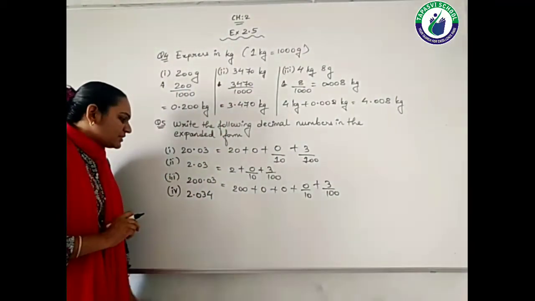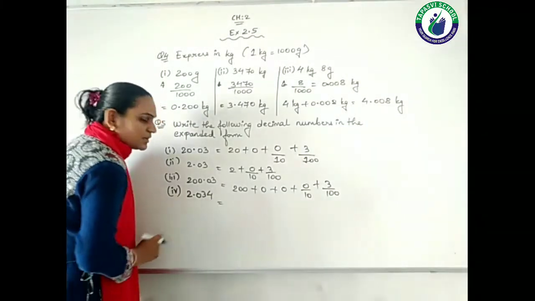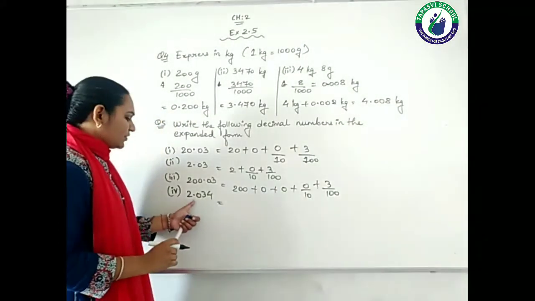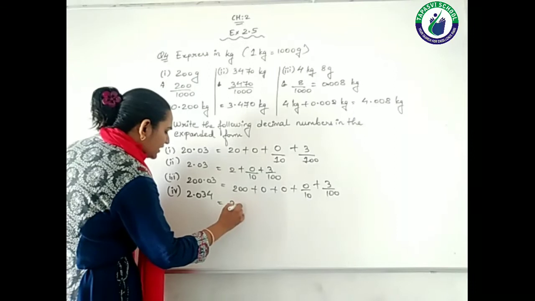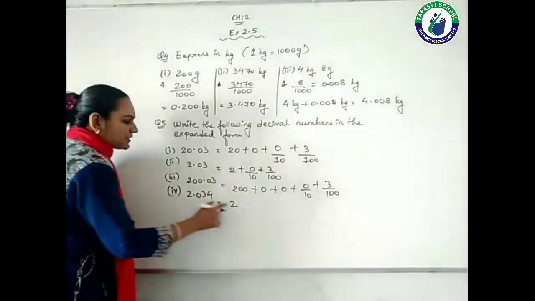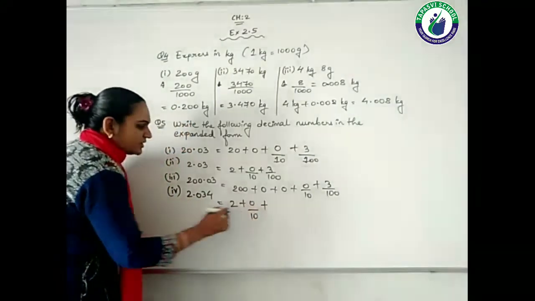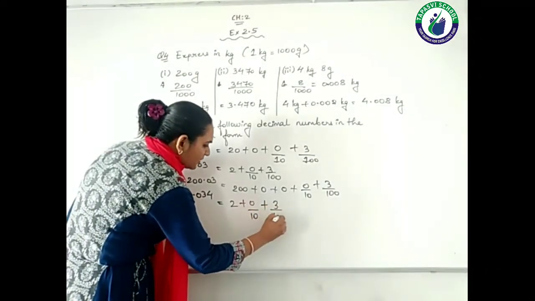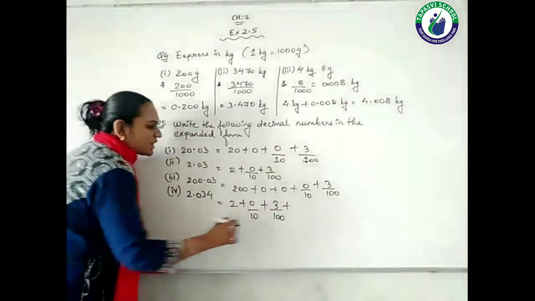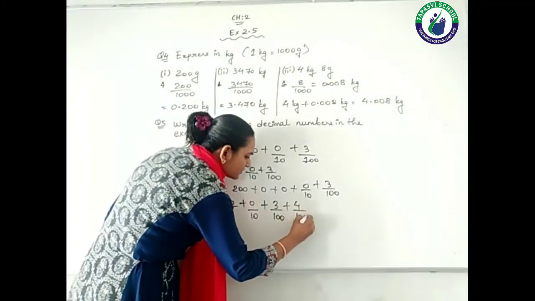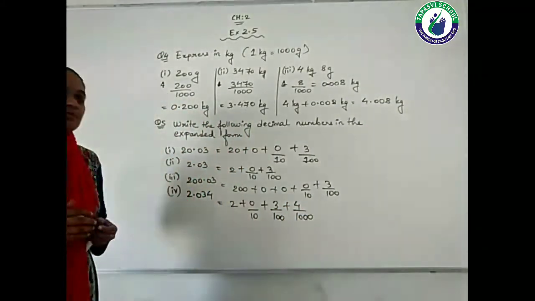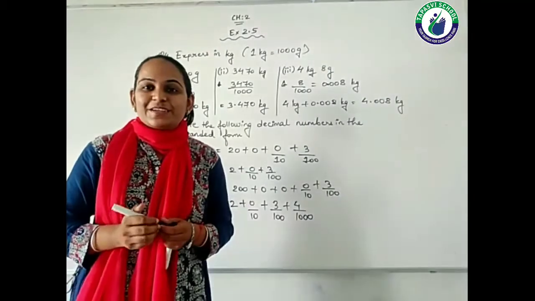Last one, 2.034. So हम here writing 2.034. ये 2 है वो 1st की place पर है. ये 0 है वो 10th की place पर है, so 0 upon 10. This 3 is at the 100th place, so 3 upon 100. This 4 is at the 1000th place, so 4 upon 1000. So is it clear to all of you, these 2 questions?